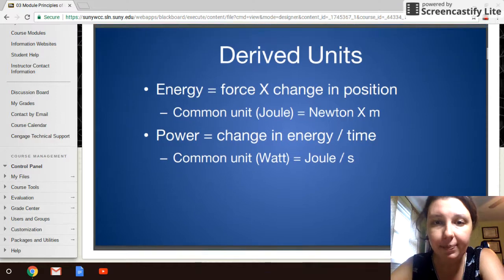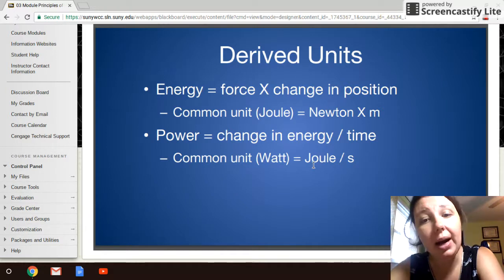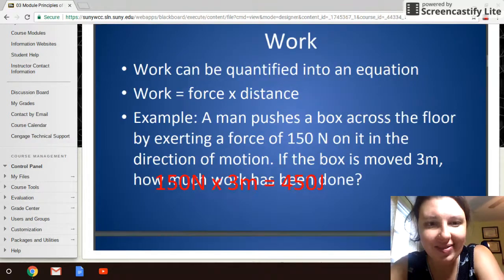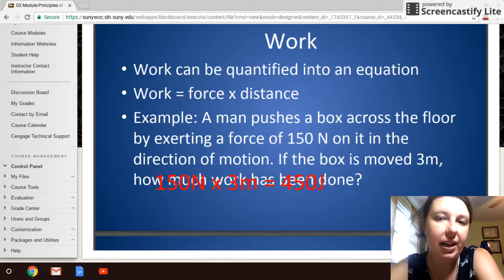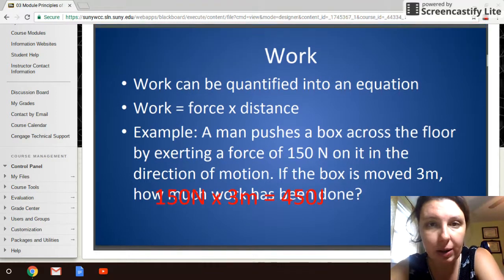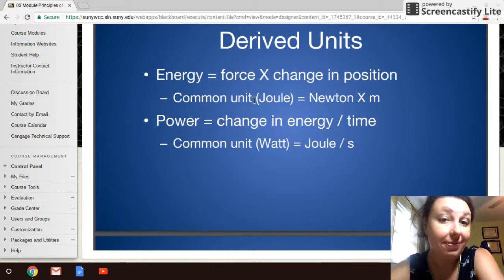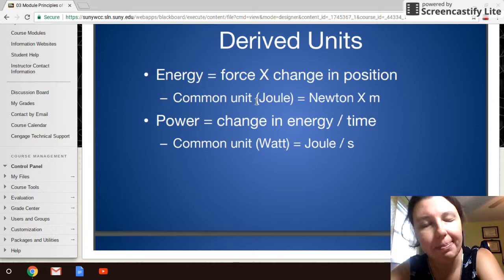So same thing. Watts, which we're going to commonly talk about in this class, is a form of power. Watts is power. Power is equivalent to joules over seconds. Same thing. Energy is joules. Joules is equivalent to newtons times meters. Work is a term that is referencing force times distance. So if you're taking a force times a distance, work is another term for energy, right? Work and energy are the same.